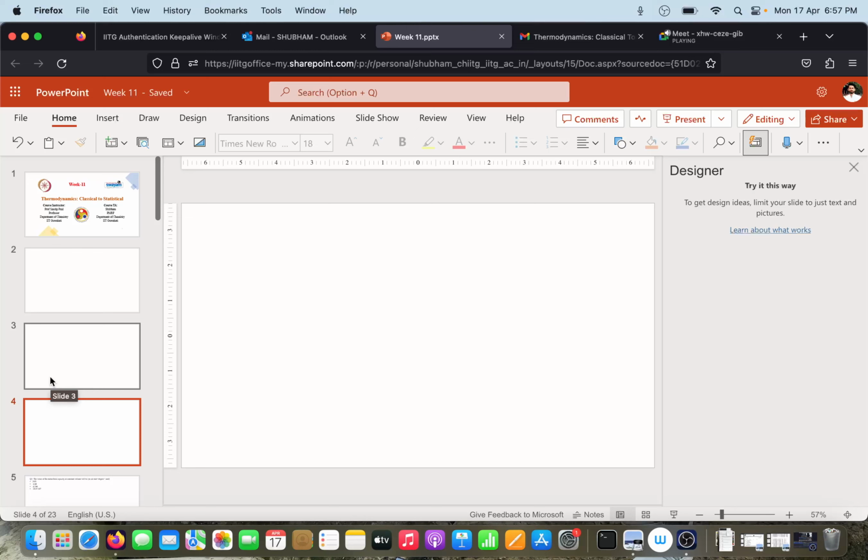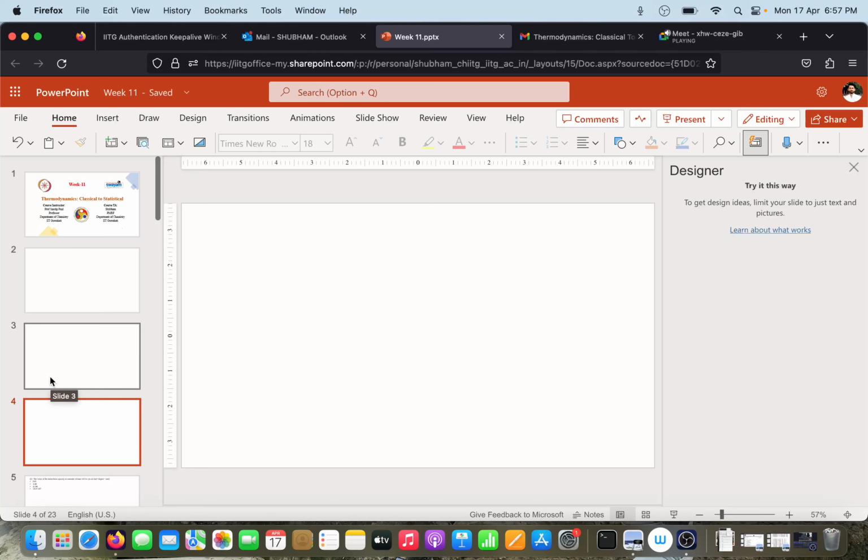Just calculate it quickly. 273 divided by 298, and the log gives minus 0.0876, and multiply with 75.31. So this is 6.598, or you can say 6.6, minus 6.6 joule per Kelvin per mole. This is minus, since we know that temperature is decreasing. So that is delta S1.